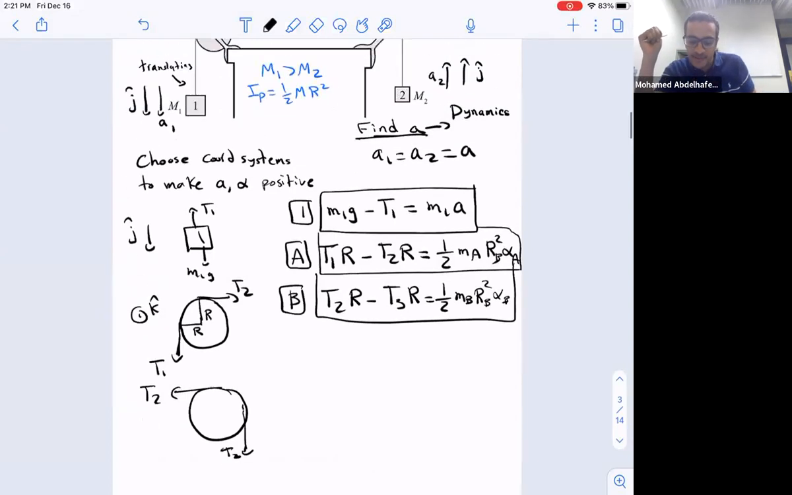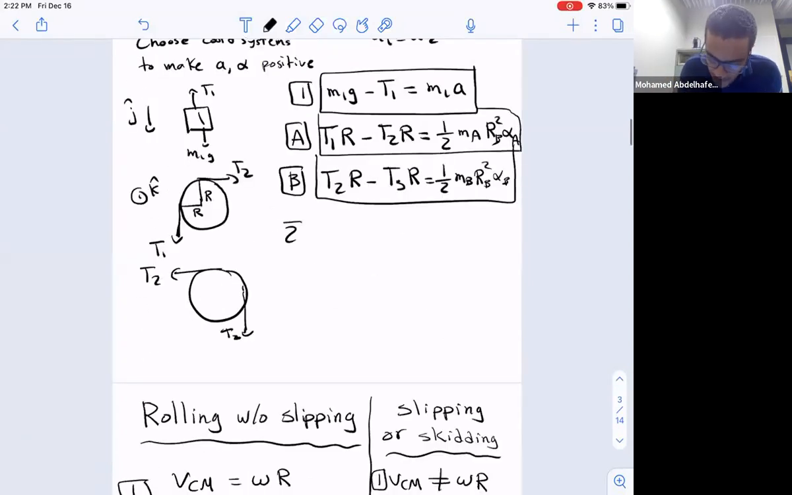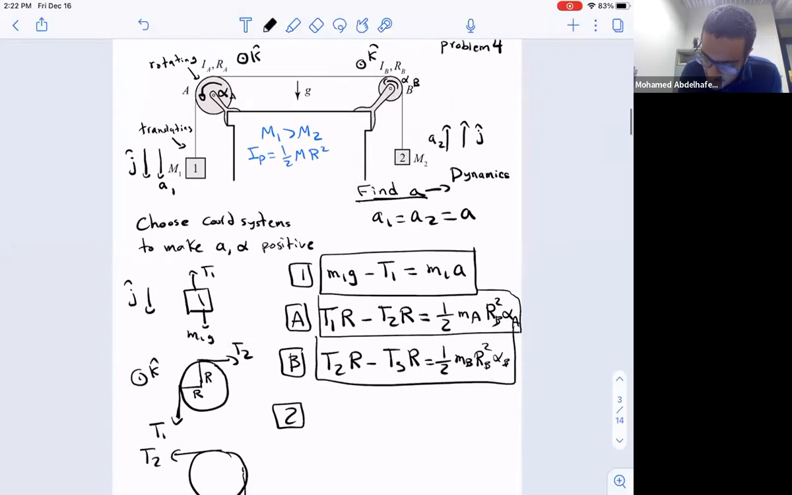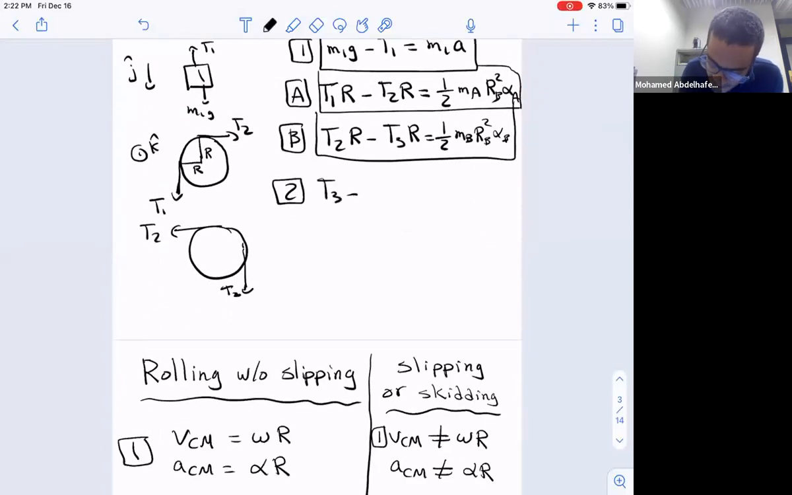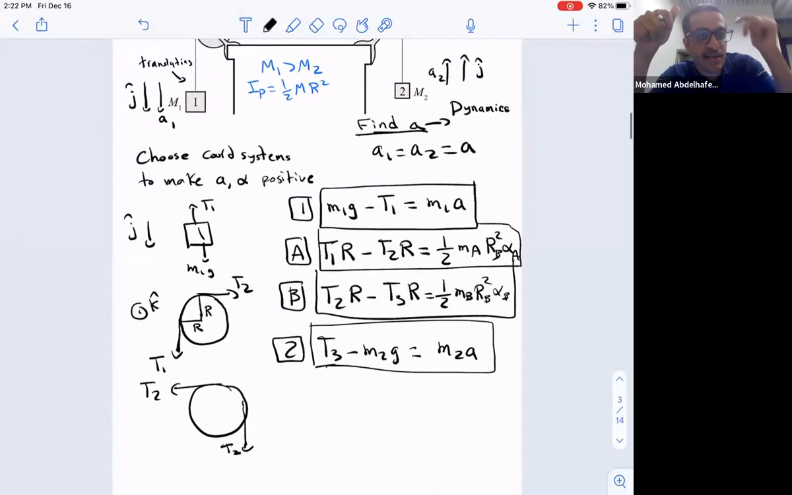A1 is equal to A2 equals A, because all the pulleys are fixed. We don't have moving, translating pulleys. And I think all of the pulleys at this point might be just fixed like this, so all the accelerations are the same. And then finally for object number 2, j hat is up, so T3 minus M2 g is equal to M2 A. So these are my 4 equations from the 4 objects: F equals MA for the translating, torque equals I alpha for the rotating.